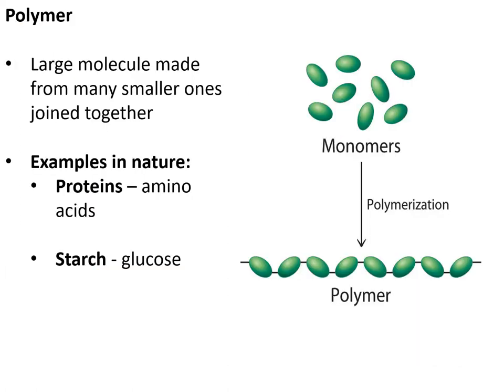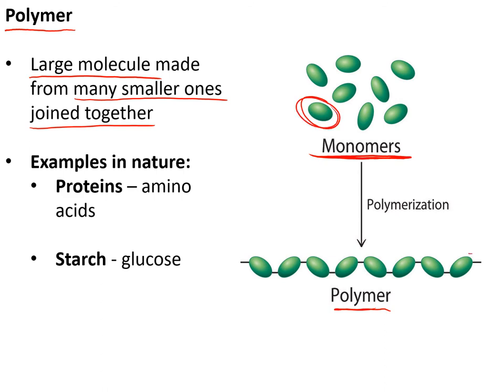Now, polymers. Polymers are a type of covalent compound that form very, very large molecules, but importantly, they're large molecules made from many smaller ones joined together. You can imagine these a bit like a necklace made of beads. Each bead is very small, but the necklace could be very big because they're all joined together. We call the small molecules that get joined together monomers, and they join together to form polymers. You can see here, each monomer is small, but the overall polymer is big because it's made of lots of them joined together.